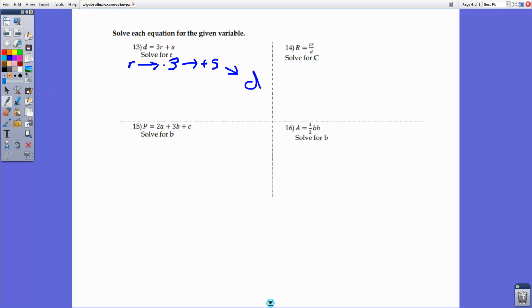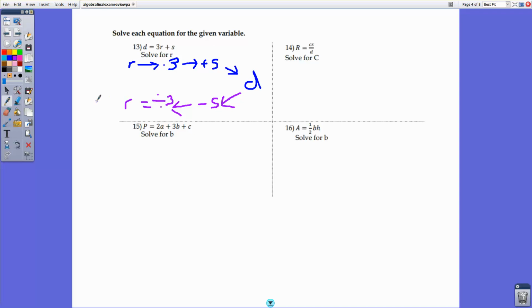Okay? So now if we want to go backwards, start with D, and we just have to reverse the steps that happened to R to get that, right? So instead of adding S, we would subtract S. And instead of multiplying by 3, we would divide by 3. Okay? And that would equal my R.